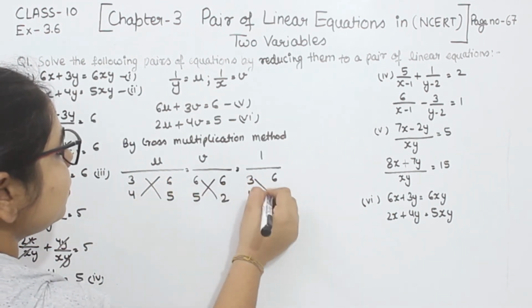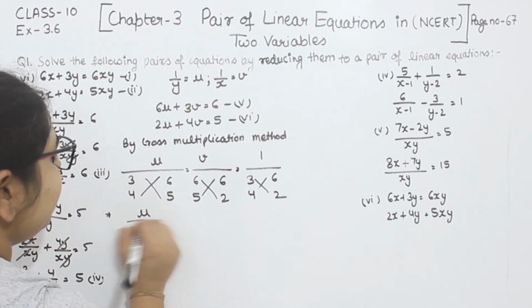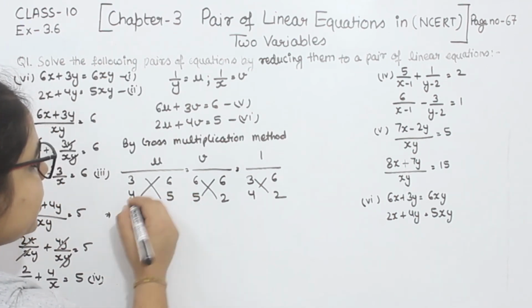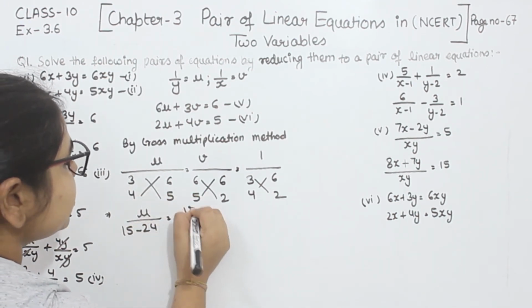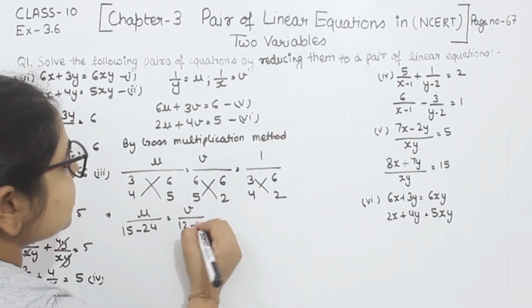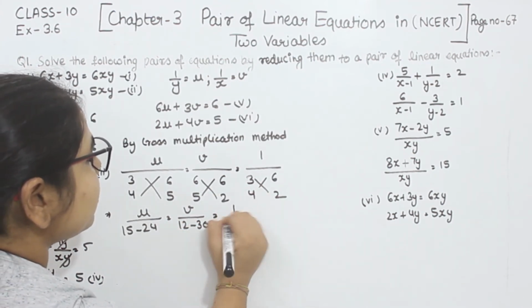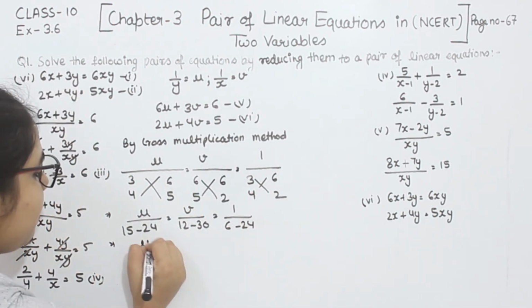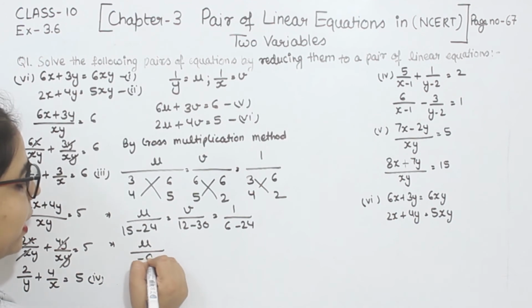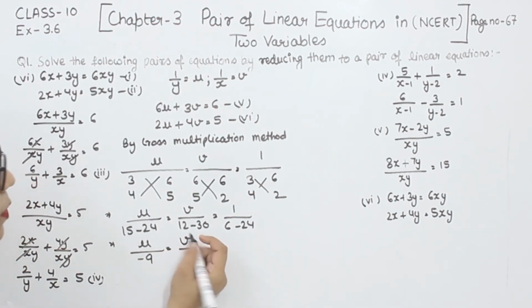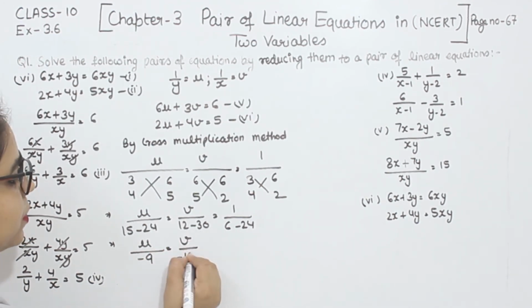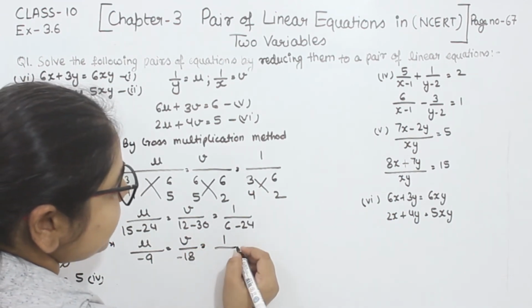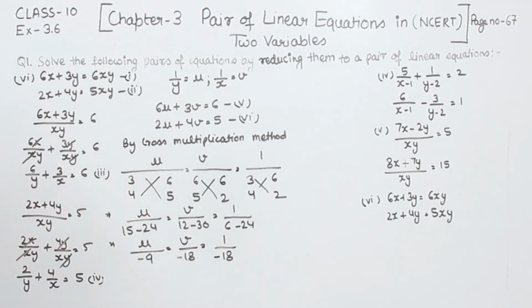This one we are having here. So first of all, we will take the u. 5 3s are 15 minus 6 4s are 24. Now comes to the v. 6 2s are 12 minus 6 5s are 30. Now comes to the constant term. 3 2s are 6 minus 6 4s are 24. So we are having u, 15 minus 24 we are having as equal to minus 9. v is equal to 12 minus 30. This one we are having as equal to minus 18. And 6 minus 24. This one we are having also as equal to minus 18.